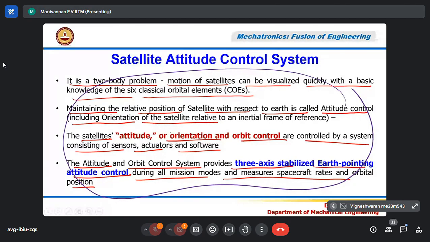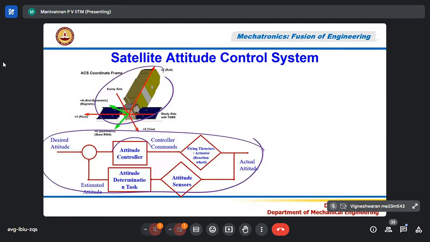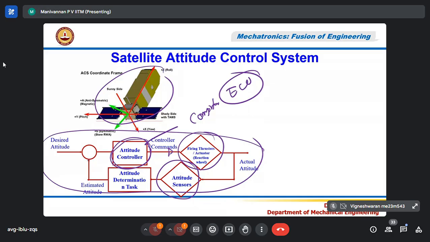What is altitude? Maintaining the height and orientation of the satellite with respect to the Earth's surface using sensors, actuators, and control software, which will be running inside the controller. This controller is a small computer. We call it an ECU, electronic control unit. Inside the satellite, the electronic control unit is a computer. It has a CPU, it has a memory. There you write your control software, algorithms to control the actuators. This is going to control the actuator based on the data coming from the sensors. So this is a class of closed loop control of satellite altitude.